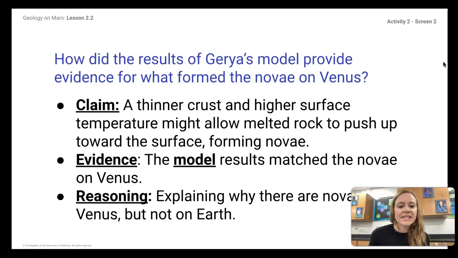So we can look at this claim, evidence, reasoning. The claim was that a thinner crust and higher surface temperature might allow melted rock to push up towards the surface, forming the novae. The evidence is that the model matched his results of the novae on Venus. Then he can explain his reasoning: there are novae on Venus, but they're not on Earth, and because his evidence says that, hey, we created this model, we found these novae, and Venus has a thinner crust and a higher surface temperature than Earth. So that means that they can form on Venus, but they cannot form on Earth.